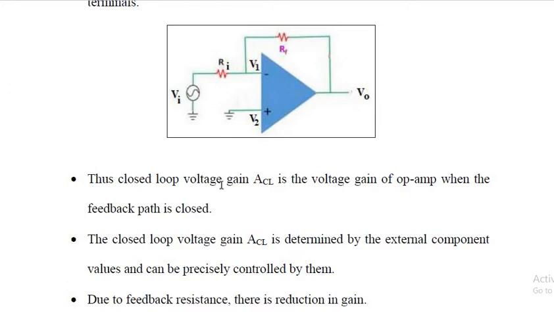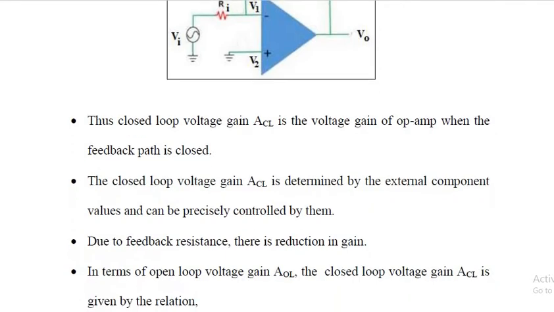Thus the closed loop voltage gain ACL is the voltage gain of op-amp when the feedback path is closed. The closed loop voltage gain ACL is determined by the external components such as resistors, capacitors, and by controlling them accurately we can control the closed loop gain. Okay, in the negative feedback, because of the feedback resistance, there is reduction in gain.